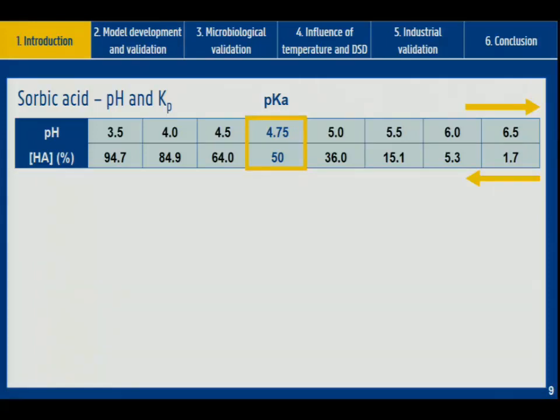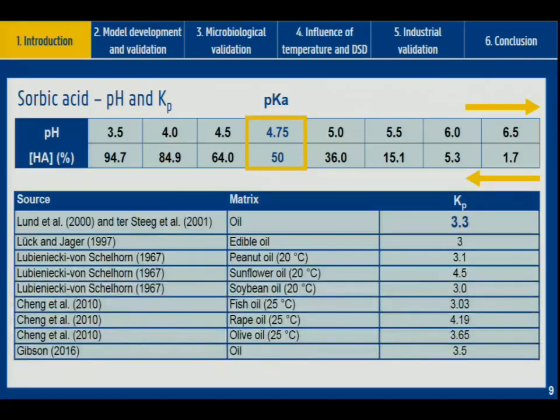What about the partition coefficient? So this is a table with literature statements on the partition coefficient. As you can see, it varies from 3 to 4.5. So there are different statements what is the partition coefficient. In our study, we chose a value of 3.3 because we found it in important publications regarding emulsion stability.